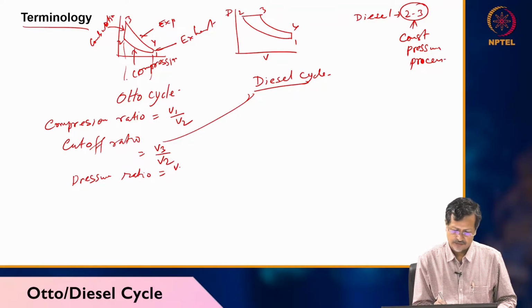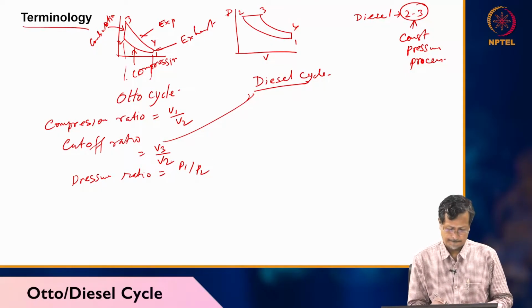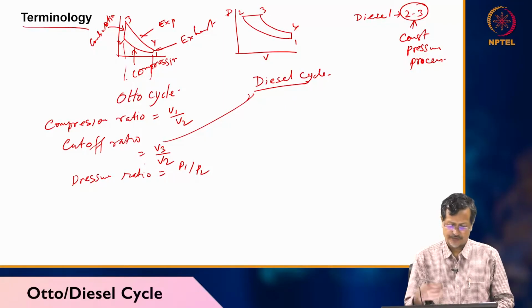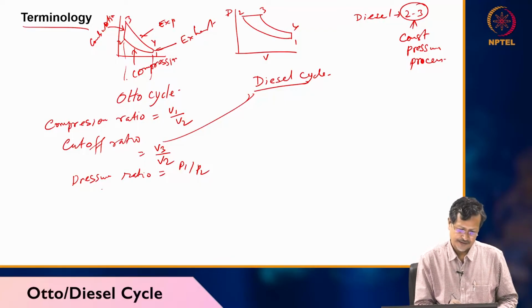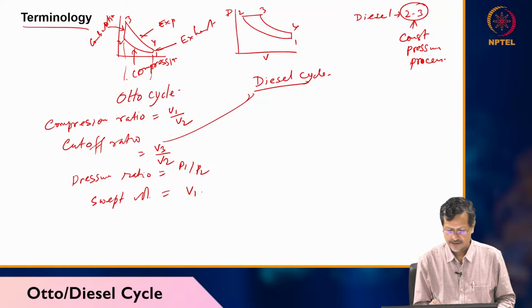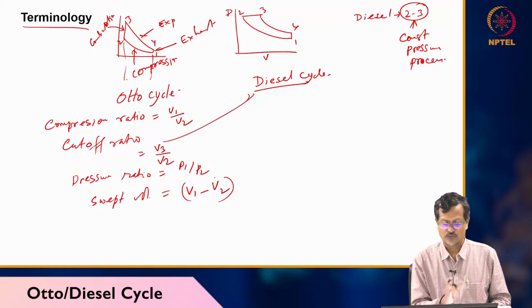Okay, a pressure ratio, P1 by P2. So whenever you are solving problems, these terms will be coming, so you should remember them. Okay, clearance, swept volume. Swept volume is V1 minus V2. So the piston is moving from 1 to 2, so the swept volume will be V1 minus V2.